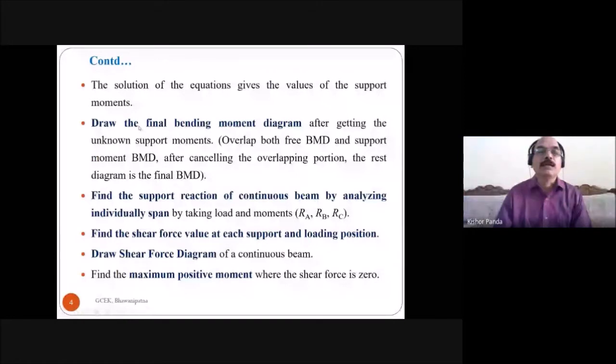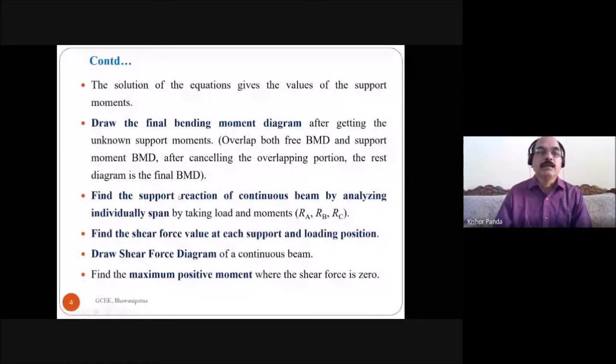Then after getting the unknowns, what do you have to do? Draw the final bending moment diagram after getting the unknown support moments. Overlap the free bending moment diagram and the support moment diagram. Then after cancelling the overlapping portion, the rest of the diagram is the final bending moment diagram. Because you know the free BMD is positive, and here you got the support moments, which give a negative bending moment diagram. So the positive free bending moment diagram and the support moment diagram, you have to overlap each other. The positive and negative portions of the two diagrams cancel each other, and the remaining diagram is the final bending moment diagram of the continuous beam.